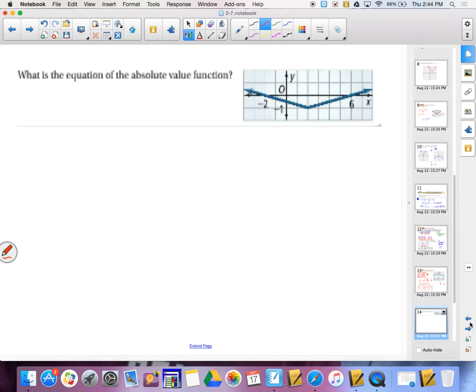So now they want us to do the same thing here. We have a graph. They want us to do the equation. What do I need to know first? The vertex. What would my vertex of this one be? 2, -1. If this is where it meets, I go over 2, down 1. That would be my vertex.